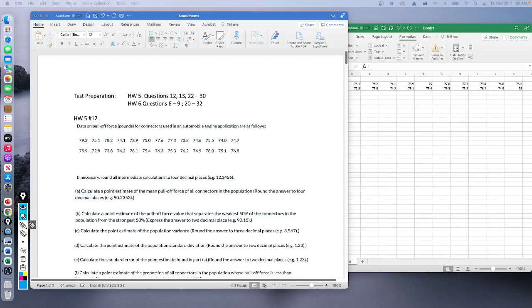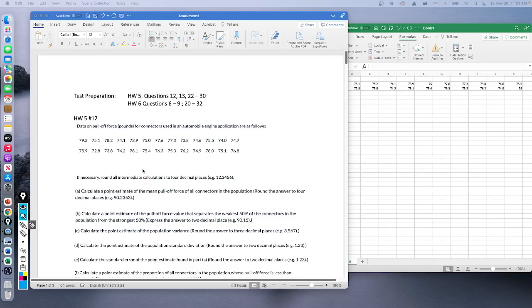As we get ready for the test on this coming Wednesday, I believe that is December 1st, look over the homework. Be sure to look at questions 12 and 13, 22 through 30. We're going to do some sample problems from there. And then homework 6, questions 6 through 9 and 20 through 32. Be sure to be able to do all of those. Okay, so let's take a look.